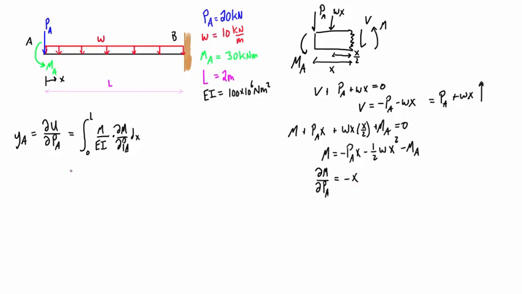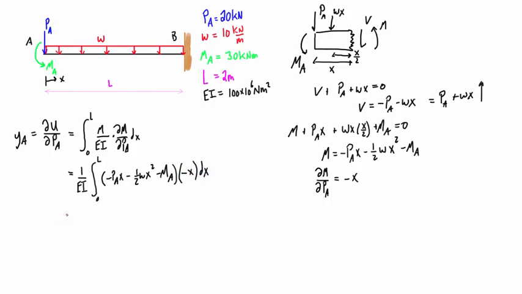Alright, so now we just want to plug that stuff in. We can bring out the 1 over EI, because that's going to have to come out eventually, just to make our lives easier. So from 0 to L, the expression for M is negative Pax minus 1/2 Wx squared minus Ma. And the partial derivative of M with respect to Pa is just negative x, and that's all with the dx at the end.